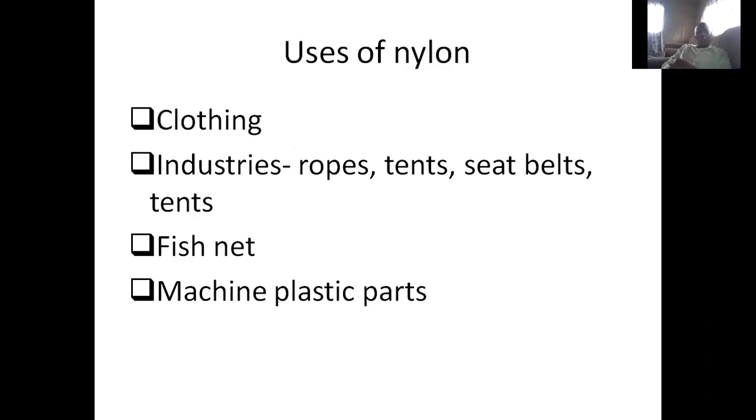And so these are the types of nylon, as well as the uses of nylon, as I indicated, because of its properties. You can use it for clothing. You can use it in industries to make ropes, tents, seat belts, and many other utilities. And also you can use it to make fish nets because there's no corrosion even if you put it in water. It can also be used in machine plastic parts.